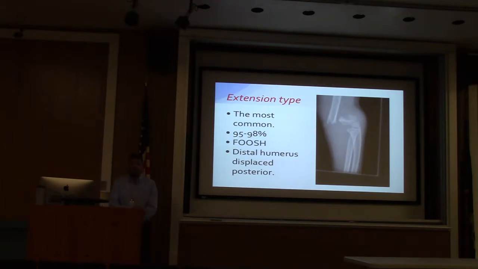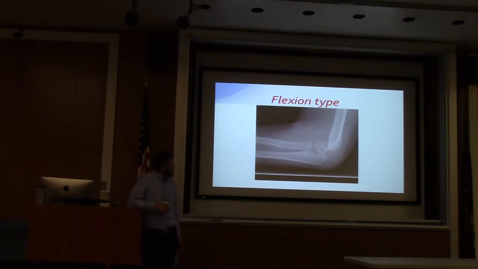It's 95 to 98%. Usually it's a fall on an outstretched hand, resulting in hyperextension and fracture of the distal humerus. As you see here, the distal part of the humerus is displaced posteriorly. The second type is the flexion type, which is less common, around 2%, usually resulting from a direct fall on the elbow, and flexion results in anterior displacement of the distal part of the humerus.